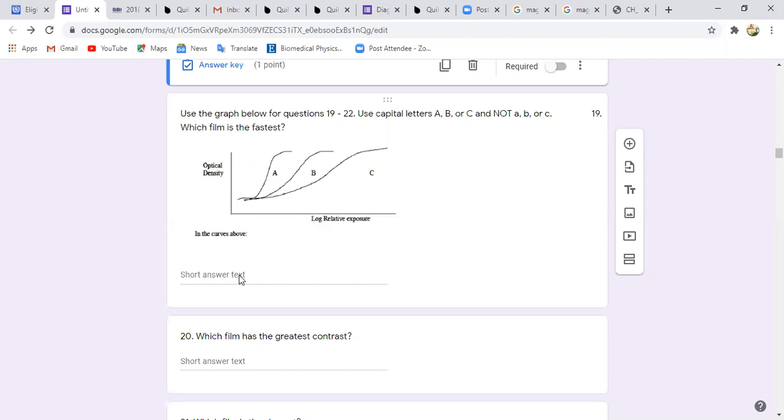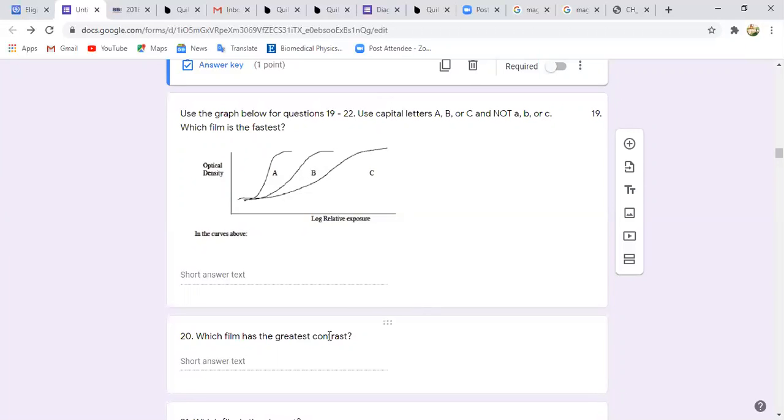The films towards the right. If we had another one here, that would have been a faster speed because the time for the development is short. And look at the time here. The relative log exposure, for a particular exposure, this one took a shorter time. So of course, exposure is directly proportional to time.